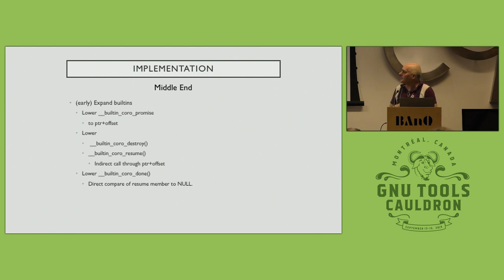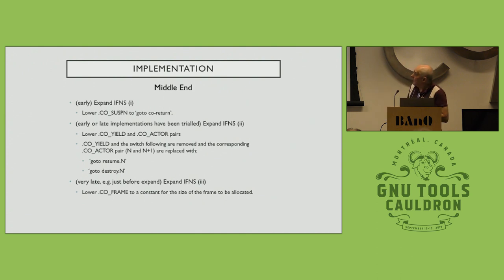And then there's a coroutine built-in that says, is this coroutine done? And that really is trivially just comparing a pointer to zero. Okay, so the clever bit of the middle end is this. We take this internal function and we rewrite it as a go-to.